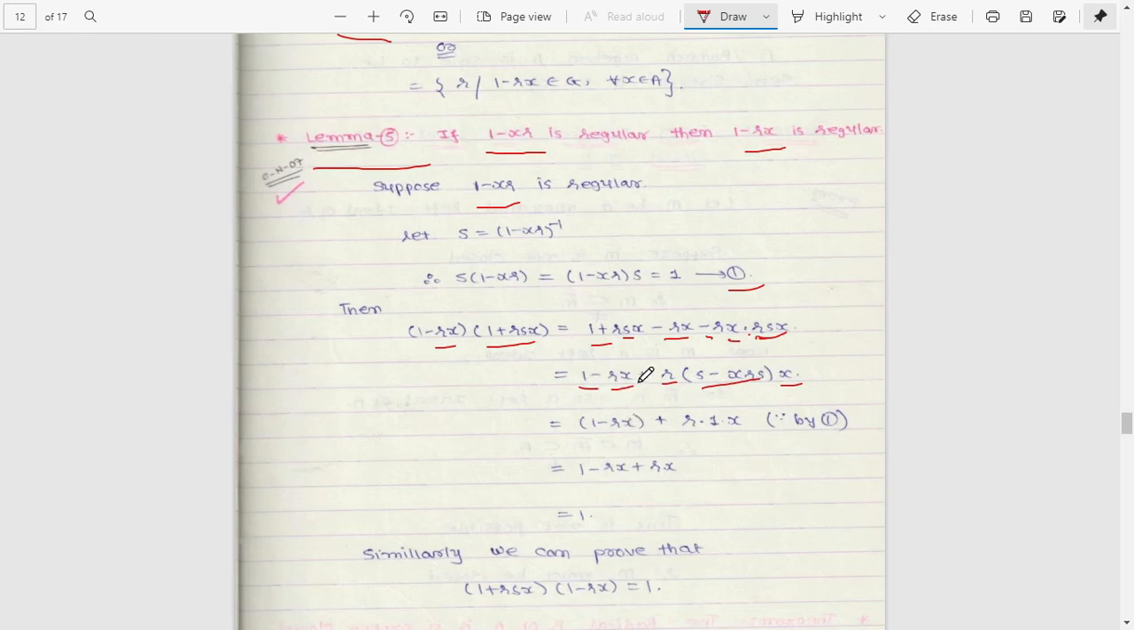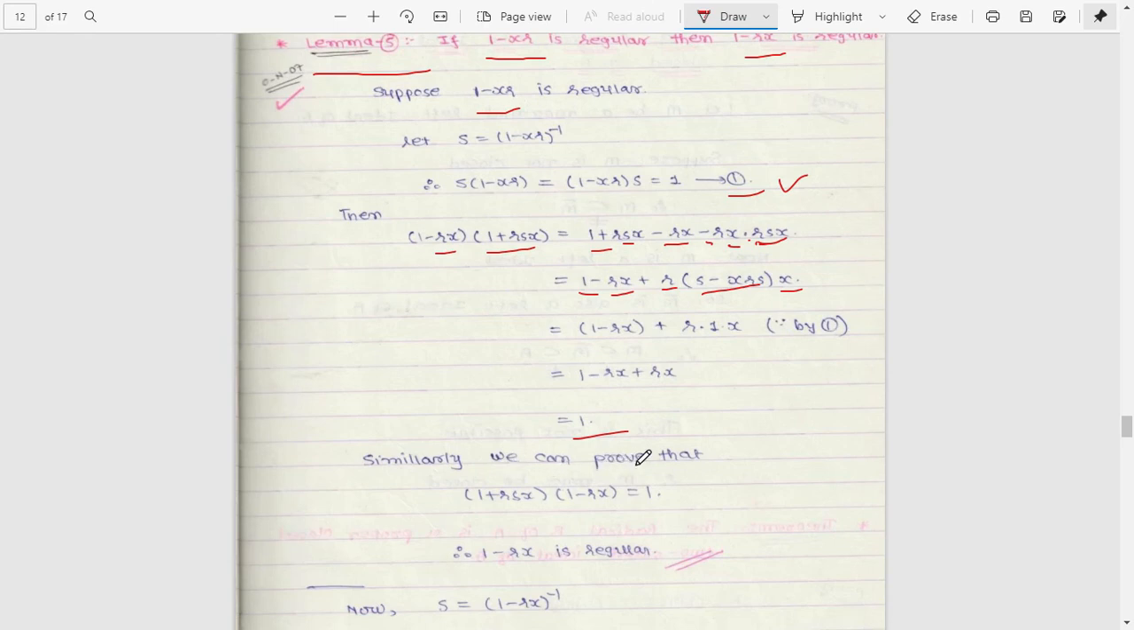So (1 minus Rx) plus Rx is equal to 1, so R into 1 into X. So 1 minus Rx plus Rx is equal to 1. Similarly, we can prove that (1 plus Rs x) into (1 minus Rx) is equal to 1.